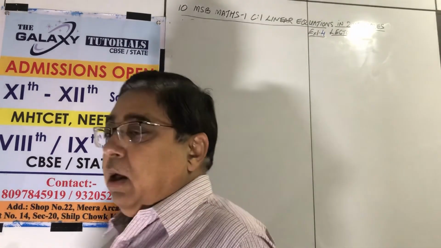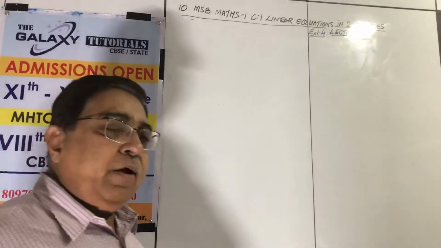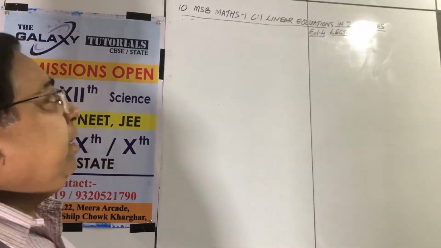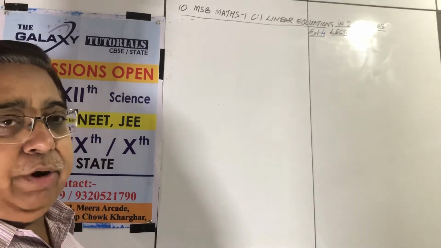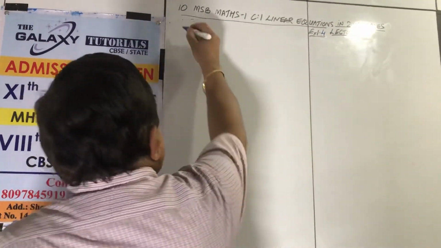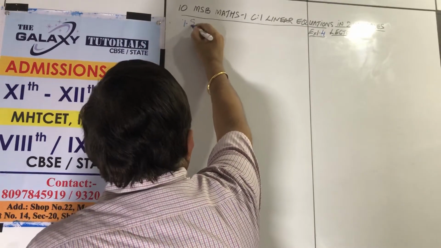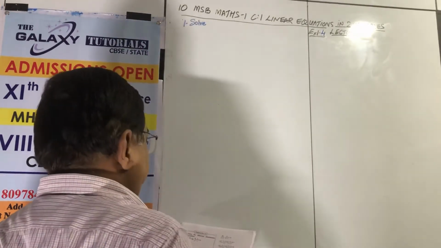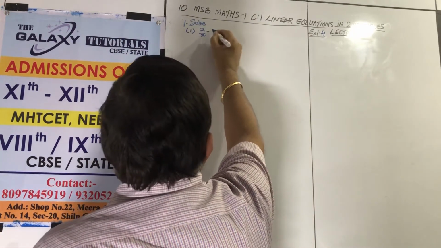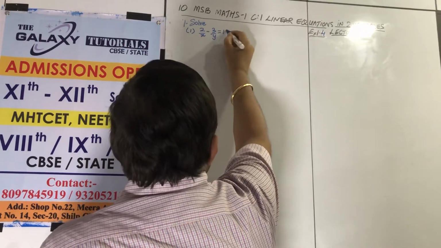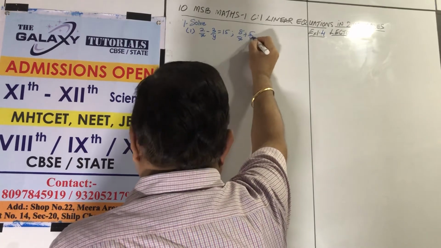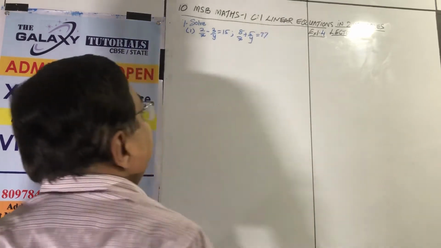So, we are seeing now in this exercise 1.4 of chapter number 1, Maharashtra State Board 10 Standard, linear equation in two variables, and this is lecture 3 on the chapter. In exercise 1.4, we have to solve the simultaneous equations. They have given us 2 upon x minus 3 upon y is 15 and 8 upon x plus 5 upon y is 77, my friends.